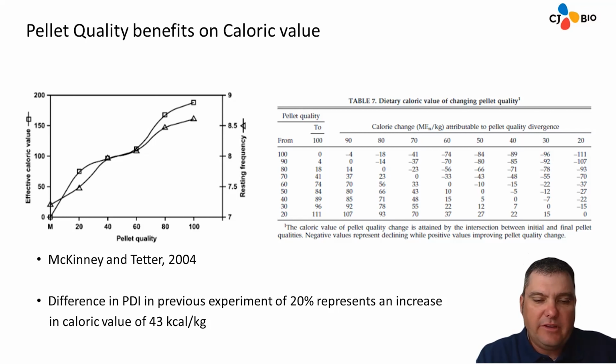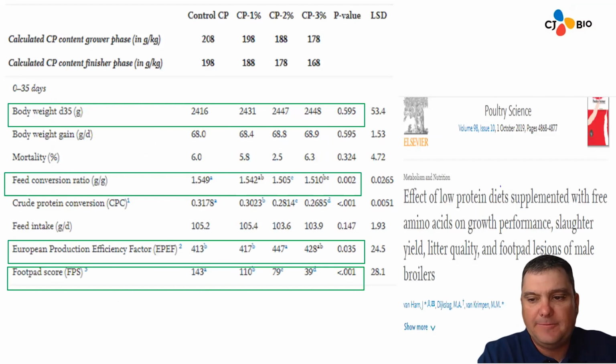If you use the previous example that we just saw with Kansas State, with about a 20% improvement in pellet quality from 50 to 70% with the Holman 100, that represents a caloric value of 43 kcals per kilogram. And in the US, we would expect that to be about 1.5 points improvement in feed conversion ratio, just through the adjustments in ingredient profile attributed to the inclusion of L-valine in the diet.